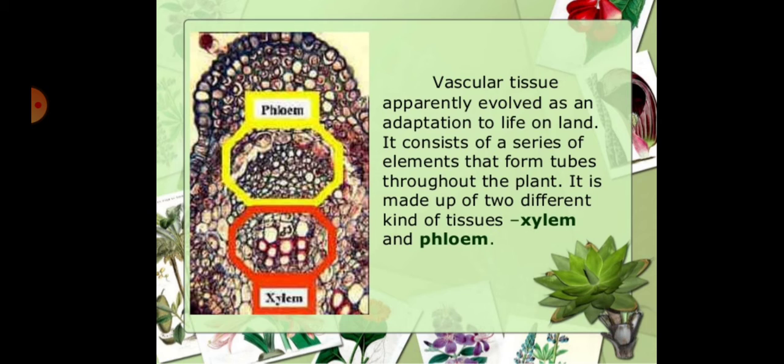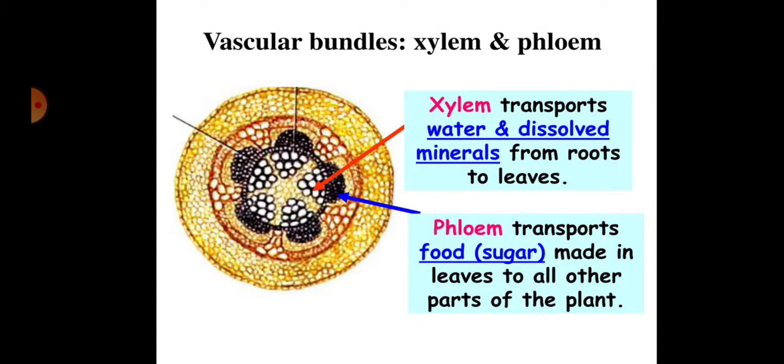See here, the red colored tissue is xylem, and the yellow colored tissue is phloem. Vascular bundles, collectively we call them xylem and phloem. Xylem transports water and dissolved minerals from roots to leaves. On the other hand, phloem transports food, the sugar made in leaves, to all other parts of the plant body.